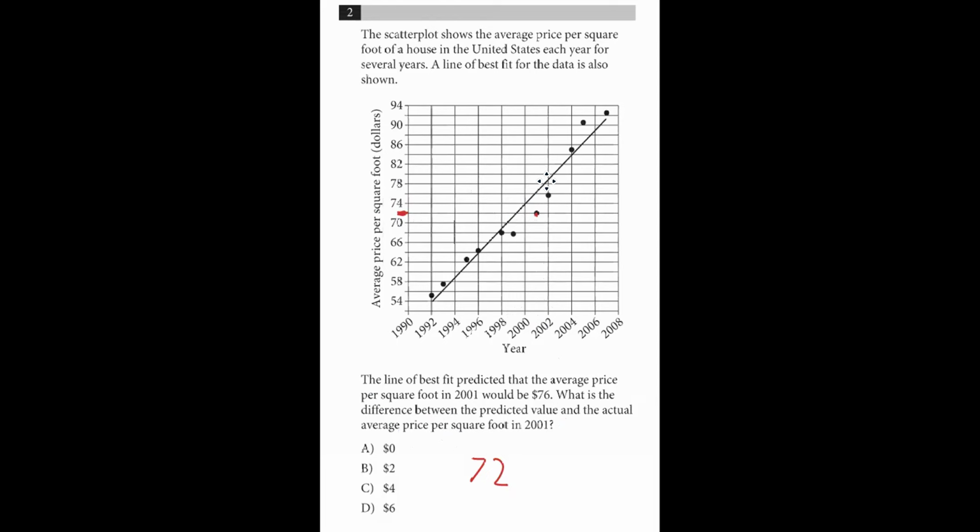And then we don't even have to find that line because it just tells us it's at 76. So 76 minus 72 is equal to 4. So the correct answer is C.